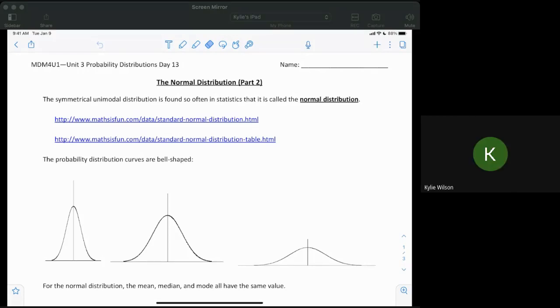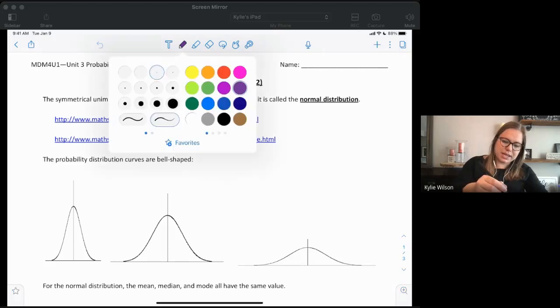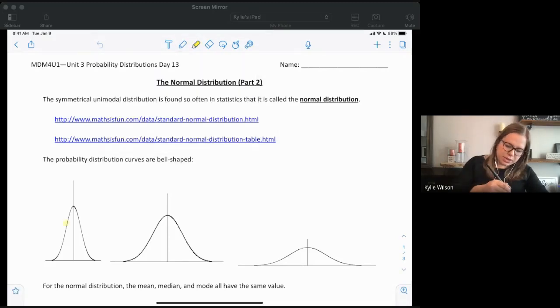Okay, so for our lesson today, we're going to be continuing with our normal distribution. So again, our normal distribution is a symmetric unimodal distribution. That happens when the majority of our data points fall right in the middle, at the same point where we have our mean. So if you look below here, you'll notice that at this bump, where the highest frequency of our data points are, we also have this line which represents the mean.